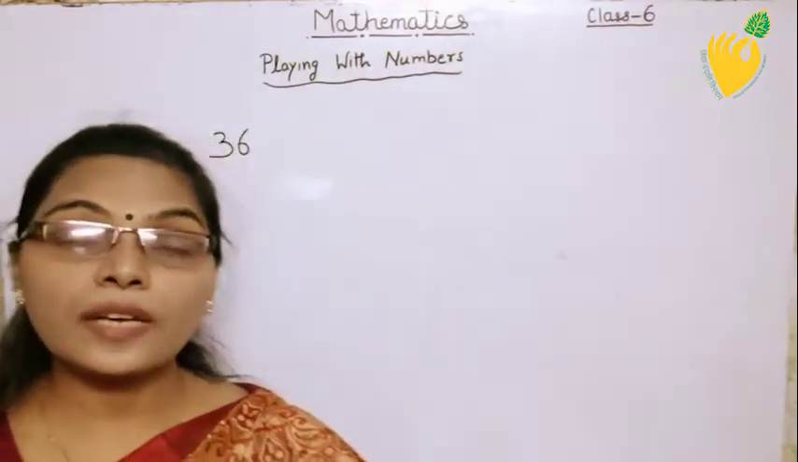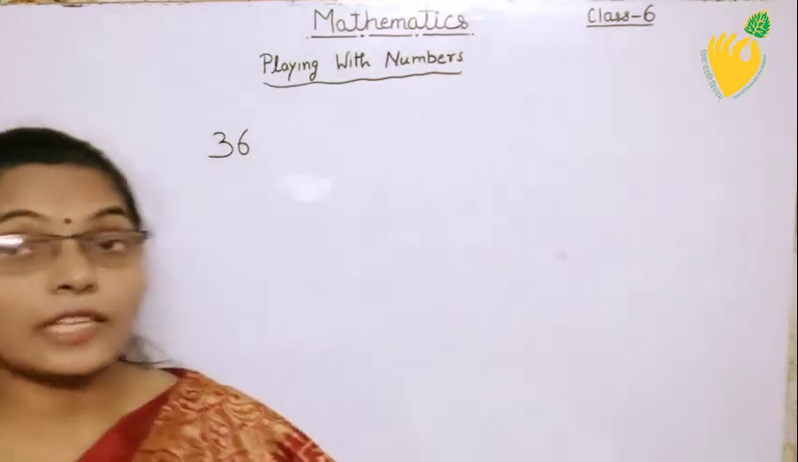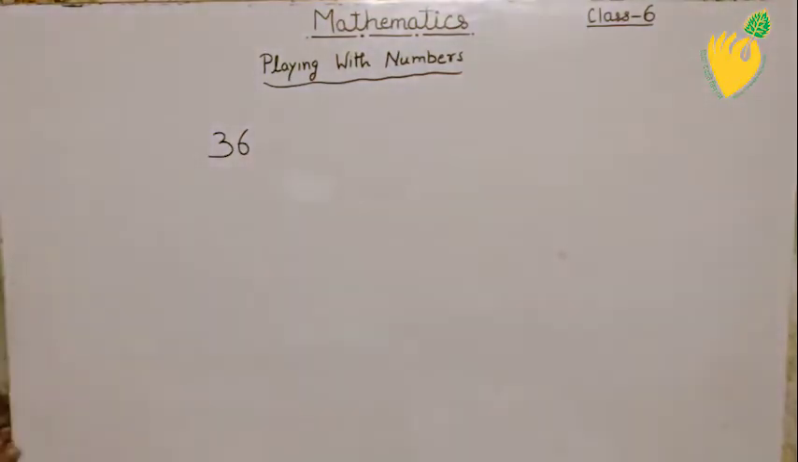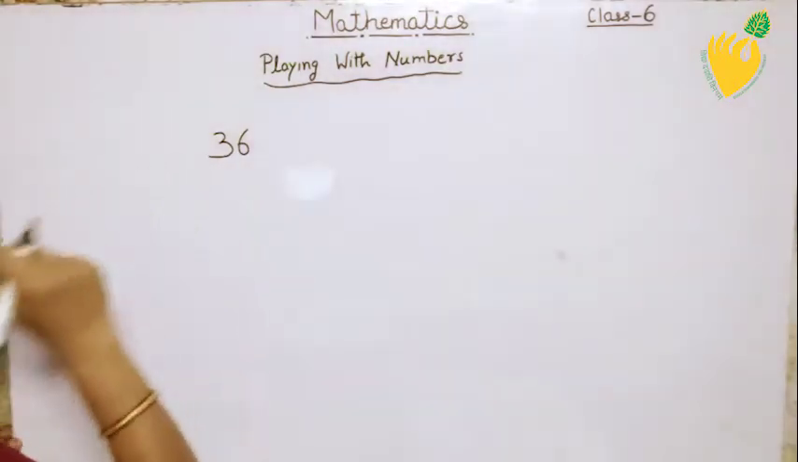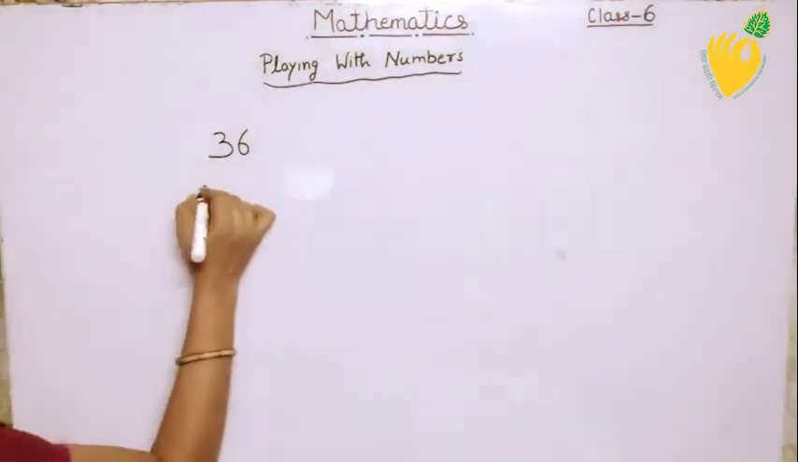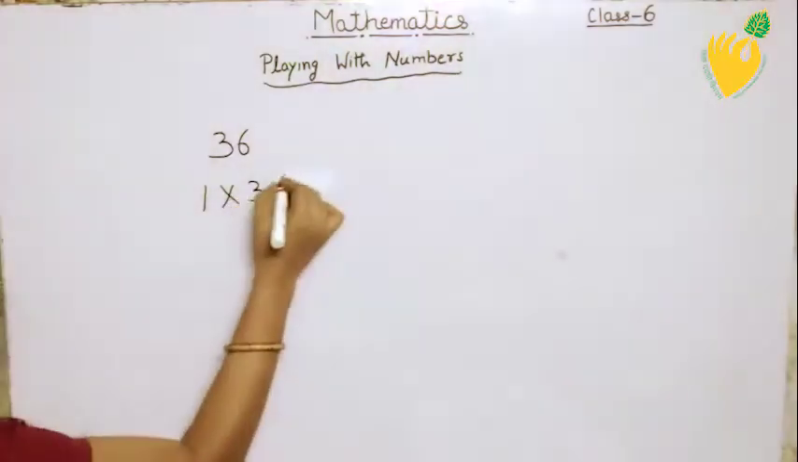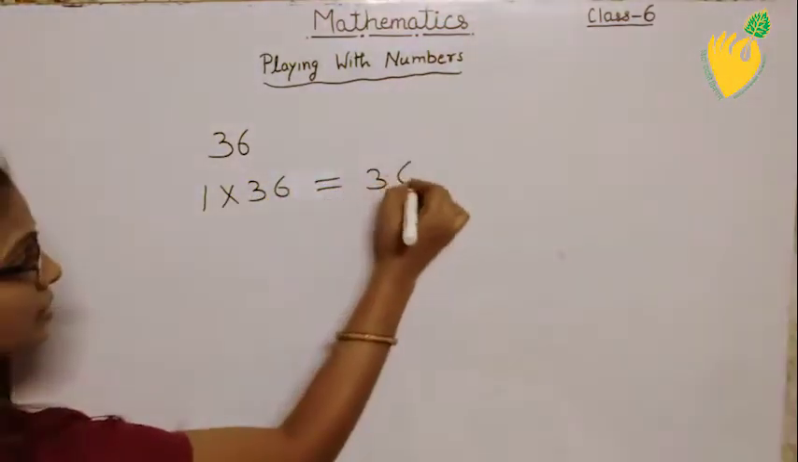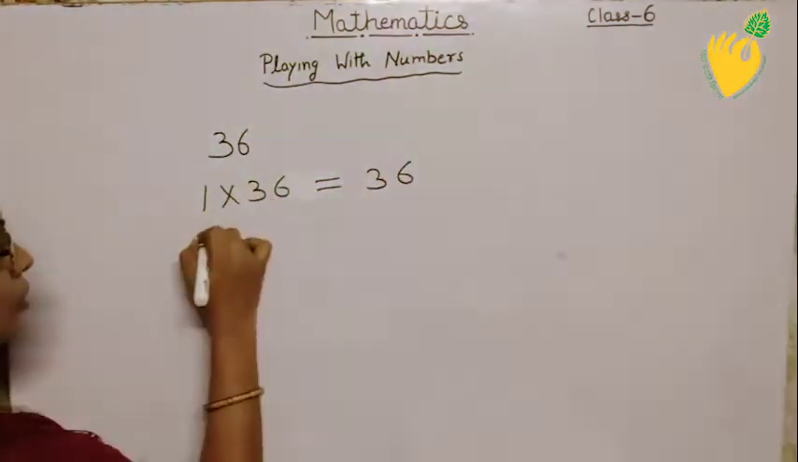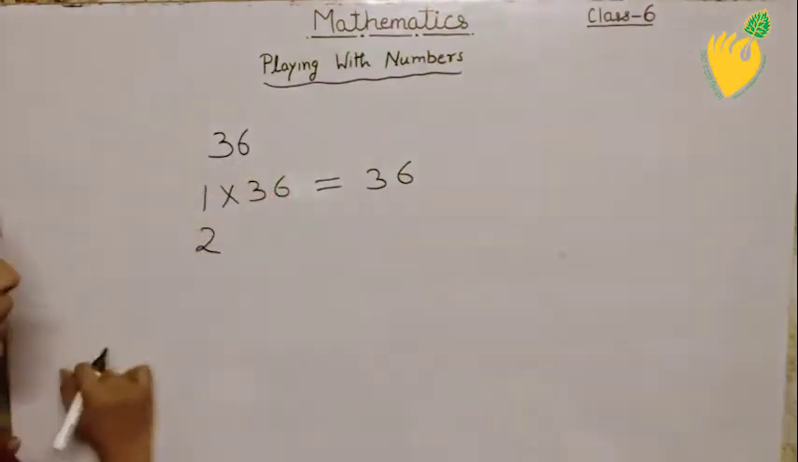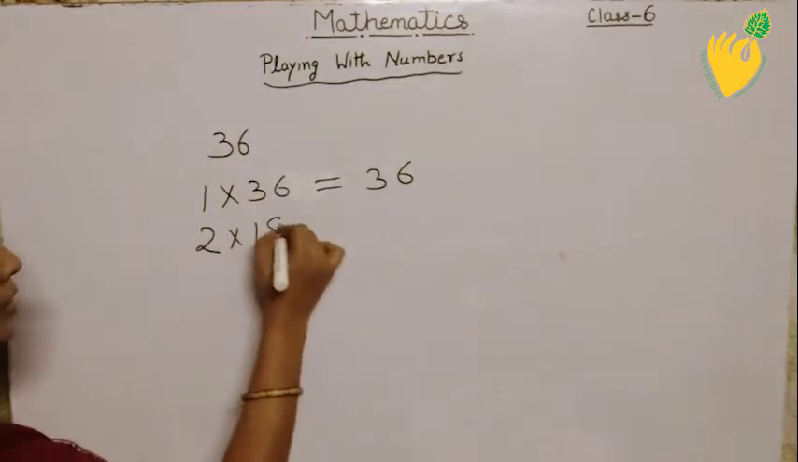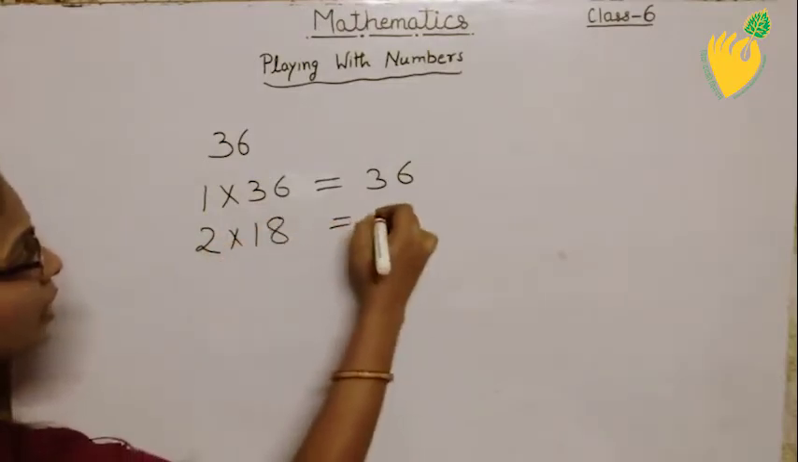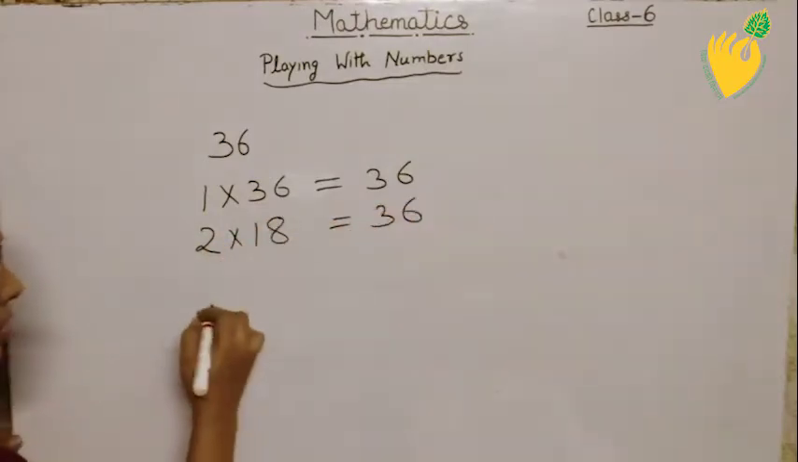Now students, let's take one example, that is 36, and the question is find all the factors of 36. So what you will do, students, you will first divide 36 by 1. You can write 1 into 36 is equal to 36. Now you can divide 36 by 2. So 2 18s are 36. So both 2 and 18 are the factors of 36.